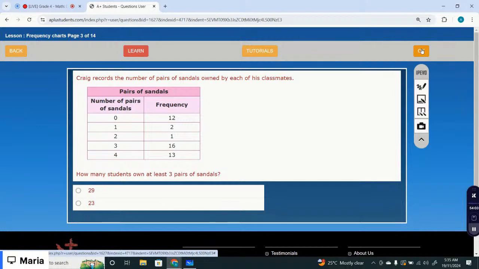Craig records the number of pairs of sandals owned by each of his classmates. How many students own at least three pairs of sandals? Which is the correct option?